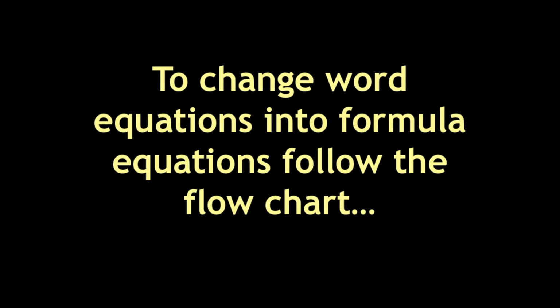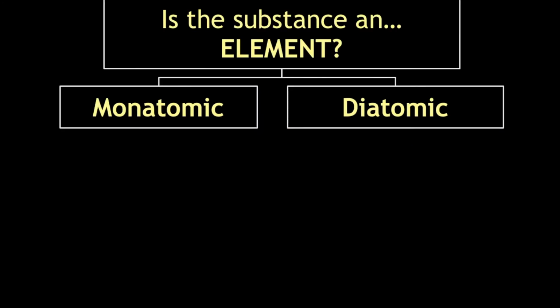Okay, to change word equations into formula equations, there's this little chart that I like to use. First, you need to decide: is it an element or a compound? If it's an element, it's going to be either a monatomic element or a diatomic element. I'm about to show you the list of diatomic elements, and if it's not one of those, it's going to be monatomic.